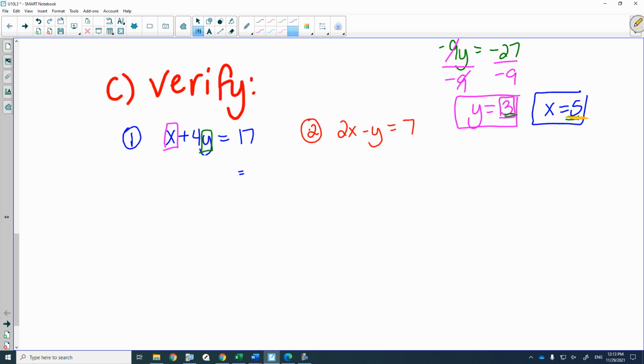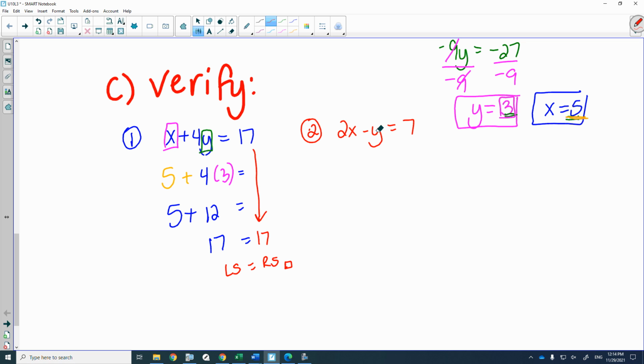X comes out, 5 goes in, plus 4 times y, and y is 3. That will be our 17, because 5 plus 12 is 17. Bring that guy down. Left side equals right side, done. So when that wasn't balancing, I thought we made a mistake somewhere here. Like that's usually where you make the mistake, somewhere up here. I just made the mistake transferring.